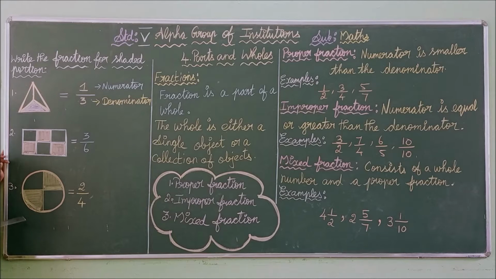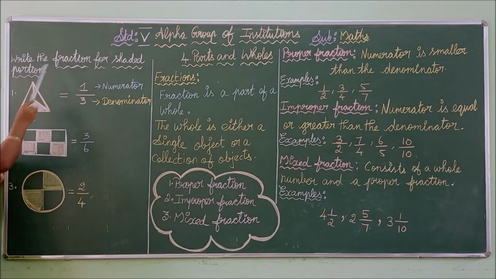See the next one. What is this shape? This is a circle. How many equal parts are here? 1, 2, 3, 4. So there are 4 parts, and in the denominator you write the total parts. How many parts are shaded? 1, 2. So you write 2 as the numerator. So our answer is 2 by 4.